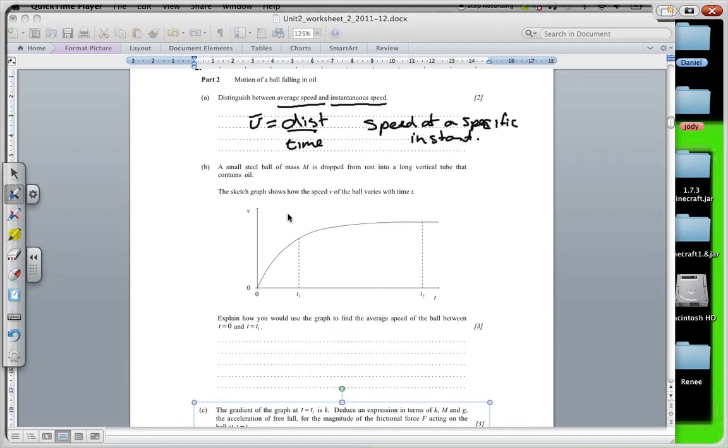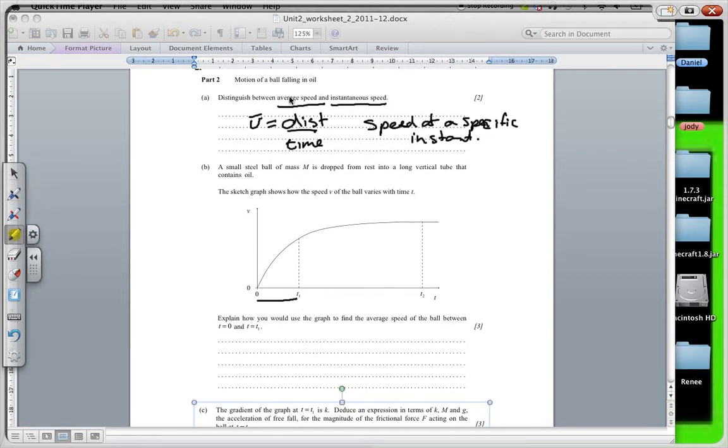Alright, good. Now in the B question here, a small steel ball of mass m is dropped from rest into a long vertical tube that contains oil. The sketch graph shows how the speed v of the ball varies with time t. Explain how you would use the graph to find the average speed of the ball between time t equals 0 and time t equals 1. So it's in this period over here from 0 to t equals 1.